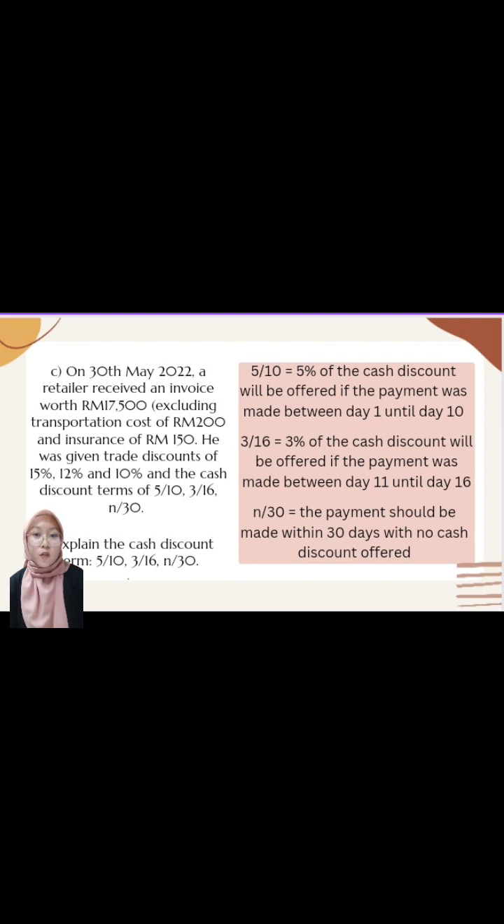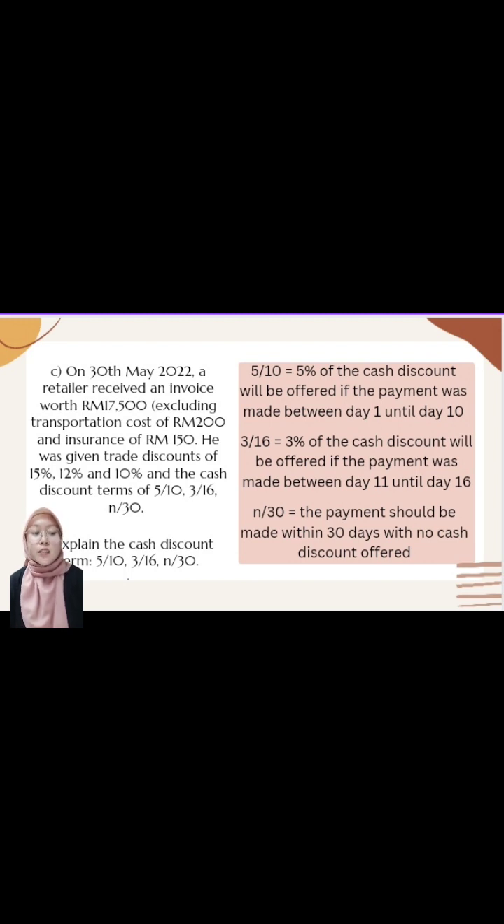Next, as you can see through the slide, question C1 asks to explain the cash discount terms, which are 5/10, 3/16, and N/30. What is the meaning of 5/10? 5/10 means 5% cash discount will be offered if the payment was made between day 1 until day 10.